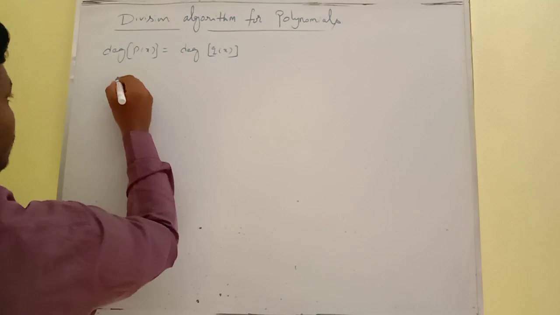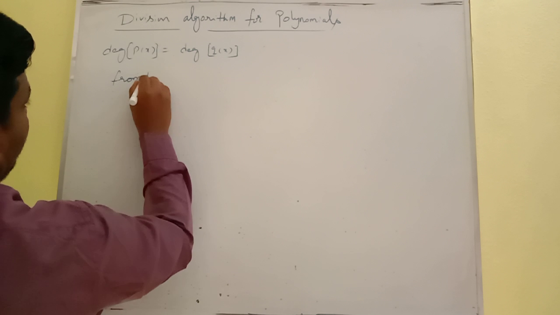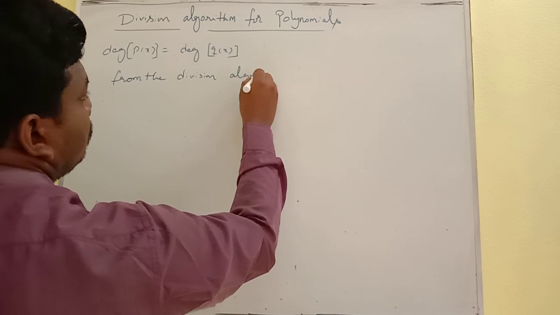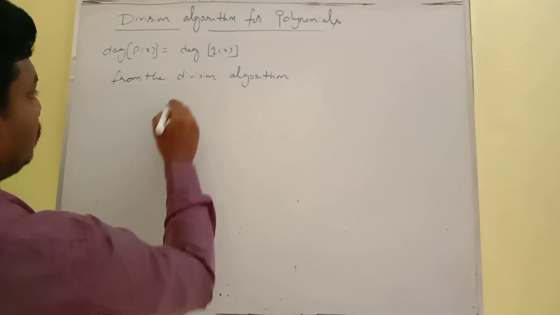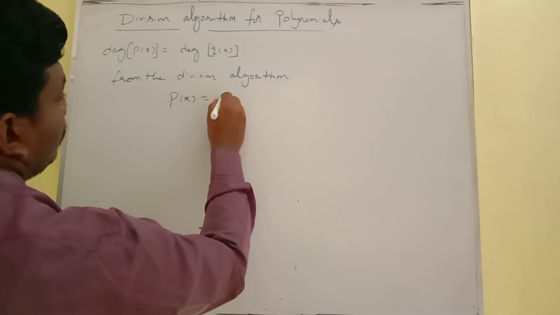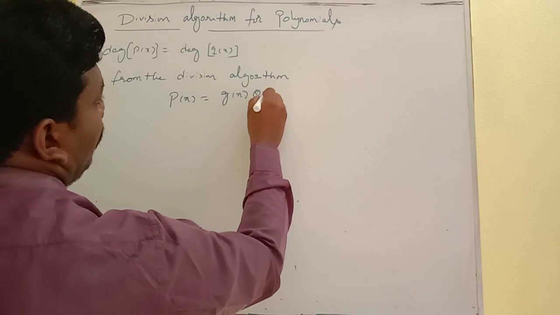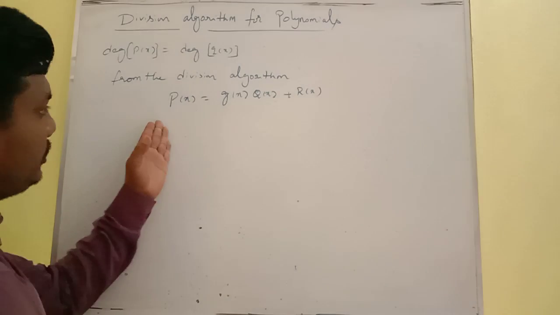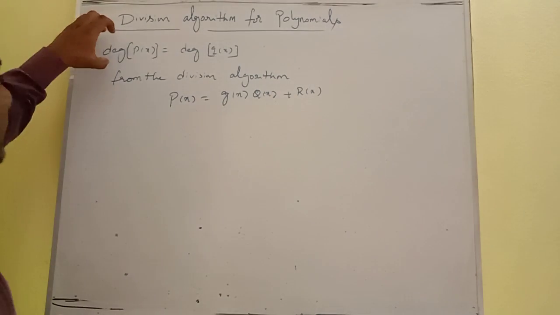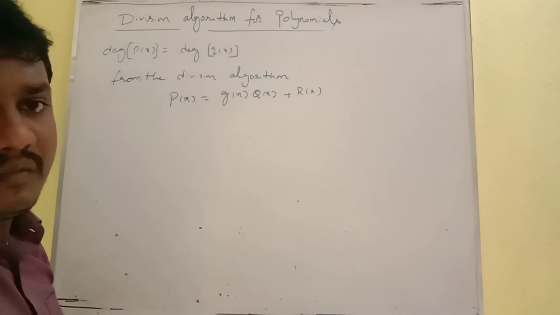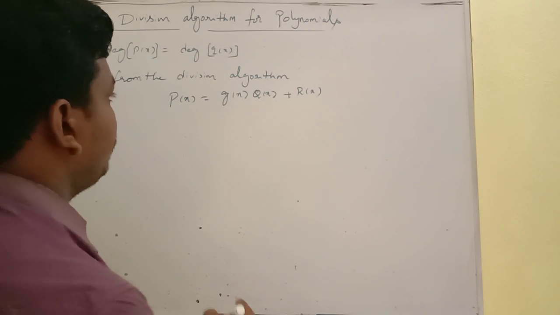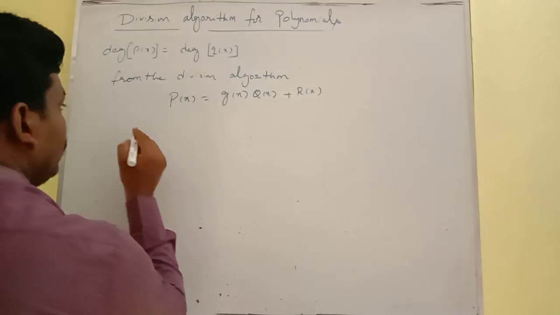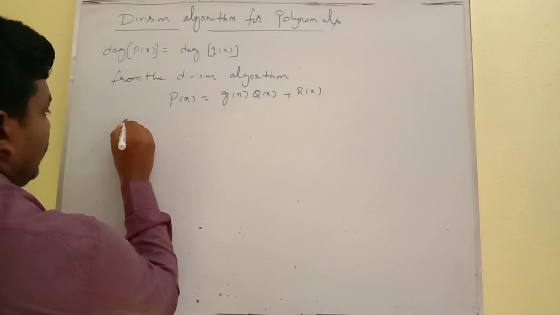So now we know the division algorithm. From the division algorithm, p of x is equal to g of x into q of x plus r of x. So we are going to consider it like this. Now the p of x degree and q of x degree must be the same. As we know the degree of p of x and degree of q of x are the same, we know one condition.